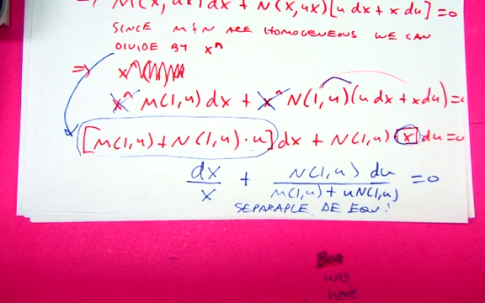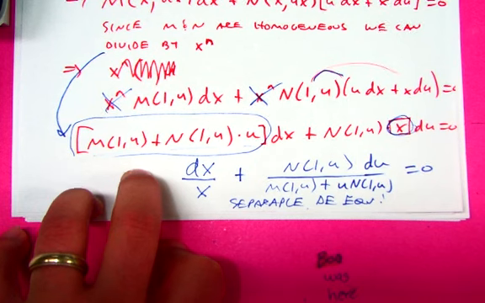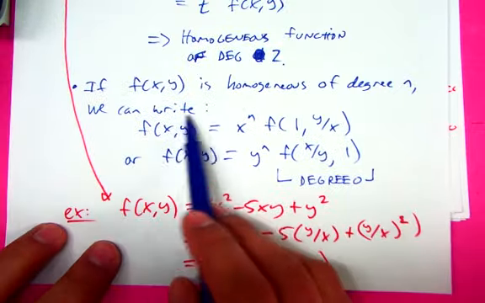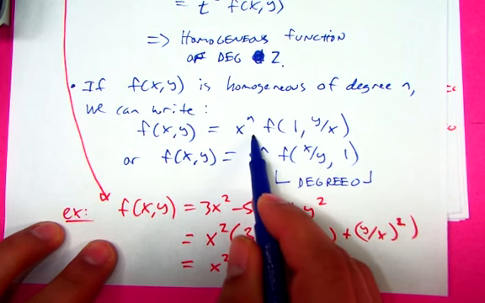Question, Nicole? Where'd you get the x to the n from? Did you just throw it in there? I proved to you earlier why we did this. That's a good question. If it's a homogeneous equation of degree n, you're always able to factor it out. Does that make sense?